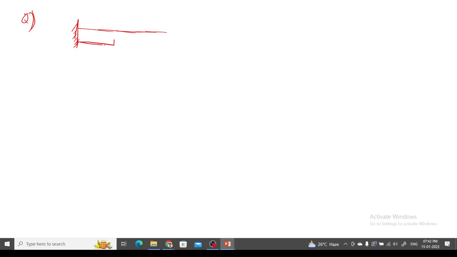This I'm taking as 2EI, and this I'm taking as EI. And the load I am giving something like this, and this is point A. The loading is over the full length. Okay, like this you want? Yes, sir. And then I will say this is point B and this is point C.